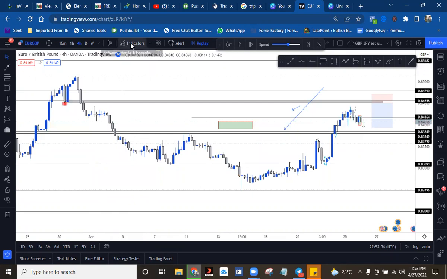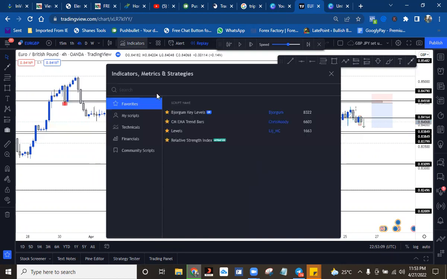Okay. Here is your indicator. If you want to look for certain indicators, you just want to search for the name of any indicator that you're looking for. Okay. So let's say we're looking for moving average.